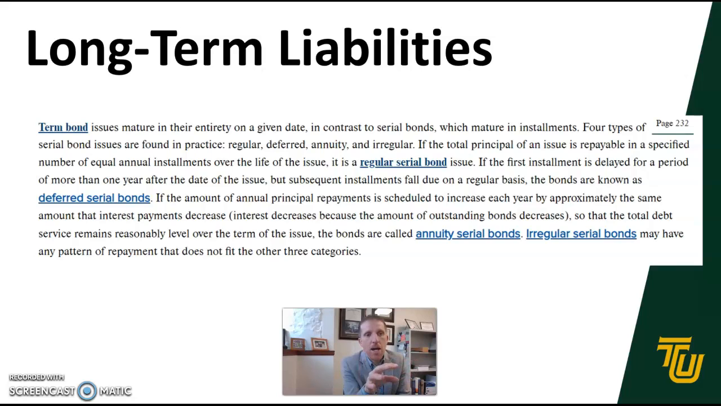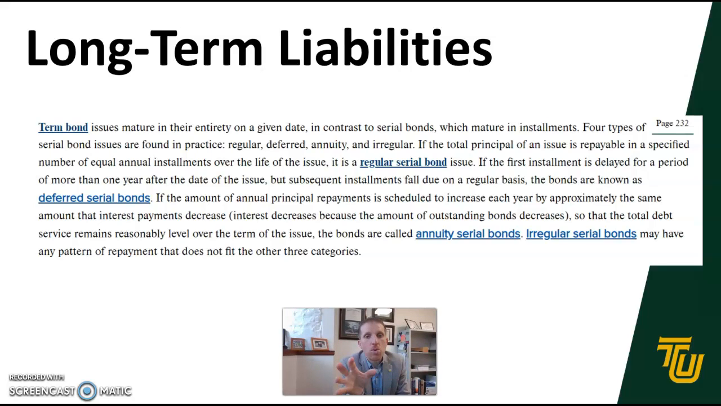So term bonds are issued, and they mature in their entirety on a given day. Okay, so that's what we just went through. That's where we're probably going to have, or possibly have, that sinking fund, where we save and set aside, and then we're just going to pay that $1 million on that balloon payment date.